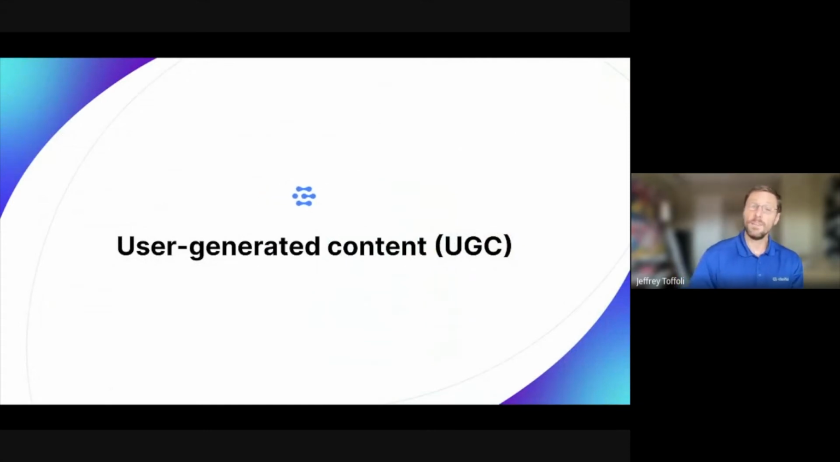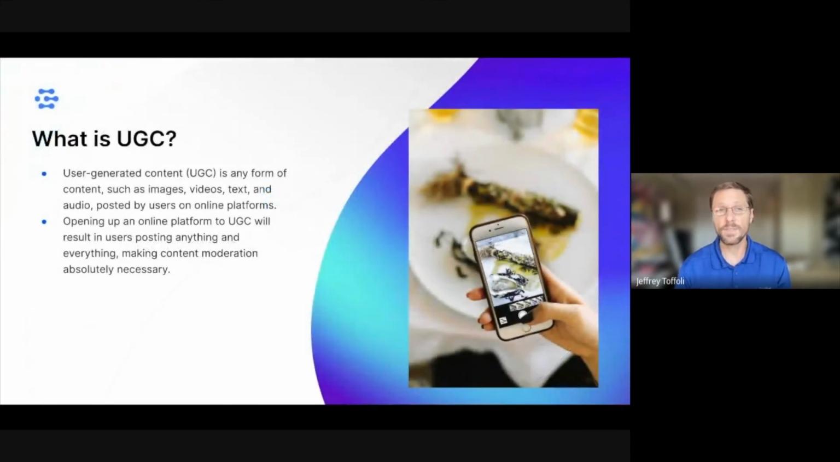So now let's dive in and take a closer look at this user-generated content to give ourselves a clearer sense of what we're dealing with, what the nature of this project is. For today's purposes, we're primarily going to be looking at visual content. I will just preface our talk with that, so primarily images, but user-generated content can come in any form, such as images, videos, text, and audio posted by users on online platforms.